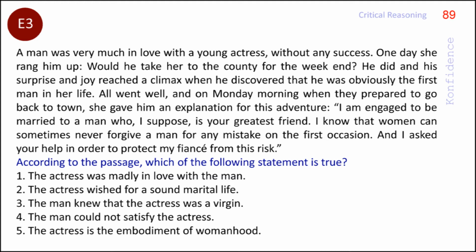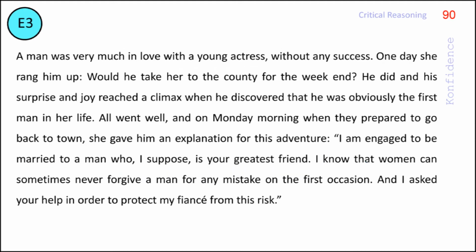Quite interesting, isn't it? The unique psychology of a woman is revealed through the story. Let us carefully read through the passage once again. A man was very much in love with a young actress without any success. One day, she rang him up. Would he take her to the country for the weekend? He did, and his surprise and joy reached a climax when he discovered that he was the first man in her life.